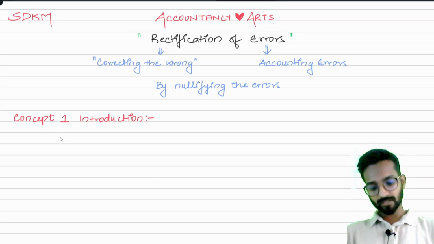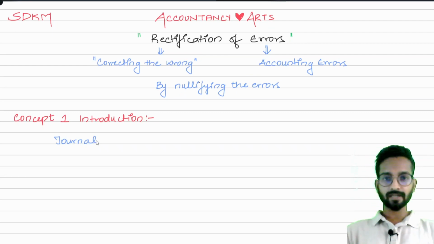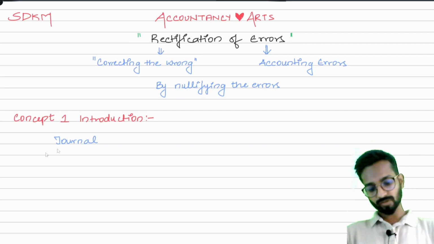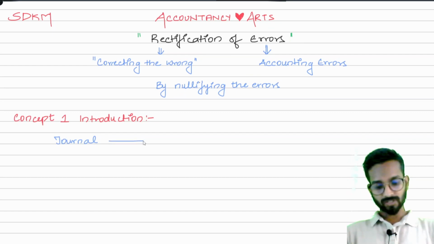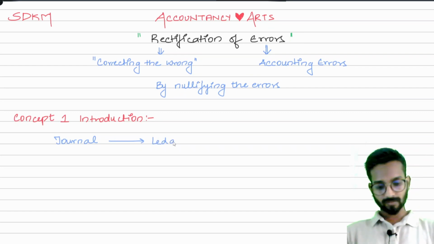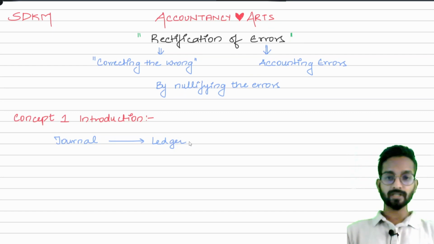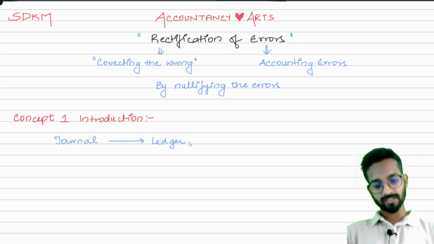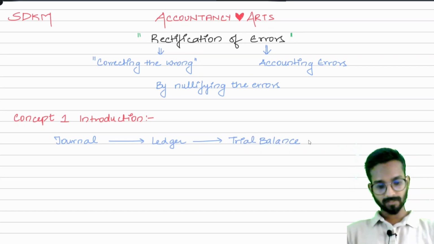So here we know that first we will pass the journal entry in journal book. So I will write here journal first. Then from journal you record the entry in journal, then you post that in ledger. We already know that journal and ledger both are books of accounts, okay? These both are books. Journal to ledger, then to trial balance, then final accounts.